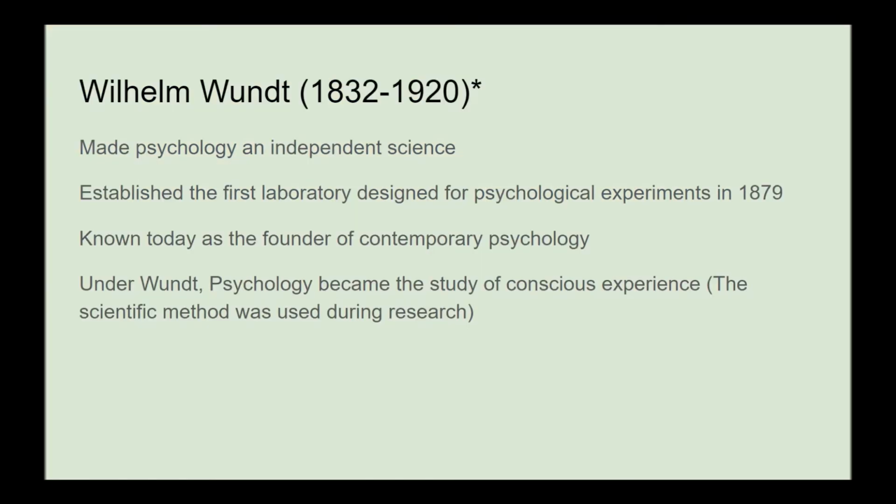One very influential psychologist is Wilhelm Wundt. He made psychology an independent science. He established the first laboratory designed for psychological experiments in 1879. He's known today as the founder of contemporary psychology. Under Wundt, psychology became the study of conscious experience, and during his experiments, the scientific method was always used.